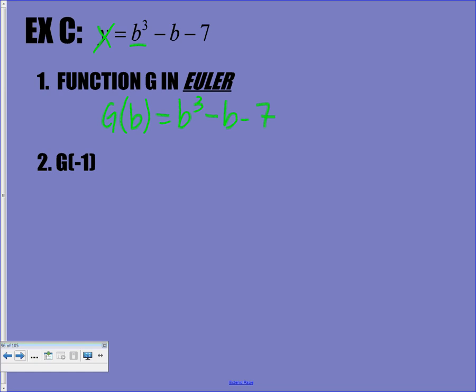So plug this in for x. So I've got negative 1 to the third minus negative 1 minus 7. Negative 1 to the third is negative 1. Minus a negative becomes a plus 1 minus 7. So my final answer is negative 7. Okay, so when it gives you something like this with a number on the inside, just plug that into x or b or n, whatever your variable is.